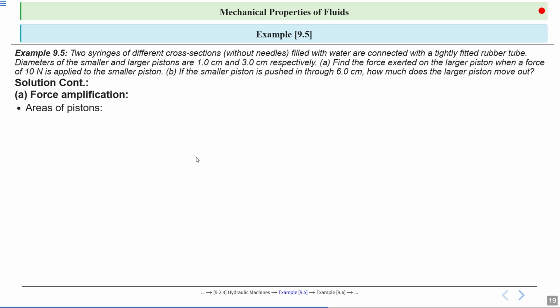Now let's calculate the area of the pistons. Remember, the area of a circle is given by the formula A equals pi into d by 2 whole square, where d is the diameter. So A2 equals pi into d by 2 whole square. A2 equals pi into 0.03 divided by 2 whole square after substituting the values in the formula. Performing the calculation, you will get A2 equal to pi into 225 into 10 raised to the power minus 6 meter square.